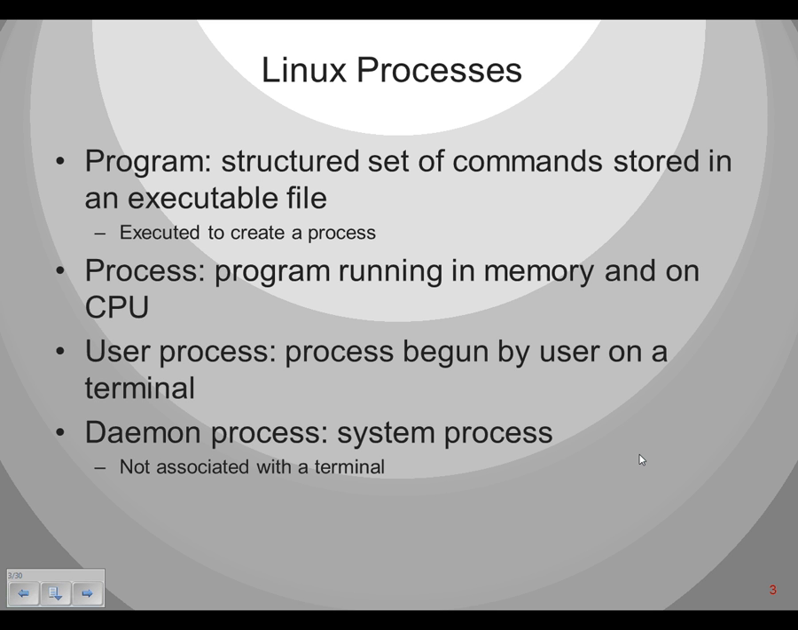A program is really an executable file. It hasn't been executed yet, but when you execute it, it's actually running. It is a process. If you start a process while logged in to a terminal, the process is labeled a user process. A system process that is not associated with a terminal, in other words, with a specifically logged-in individual, is called a daemon process. Processes are typically started during system startup or started manually.